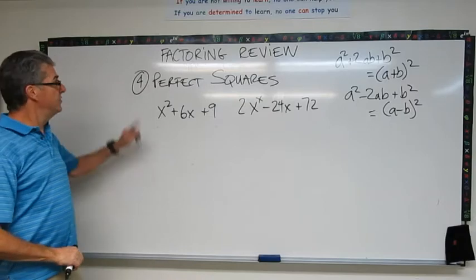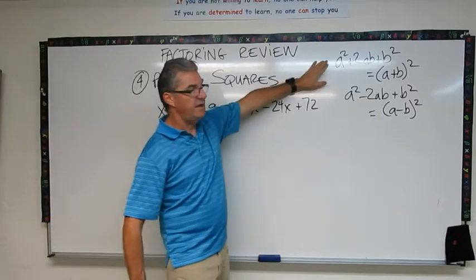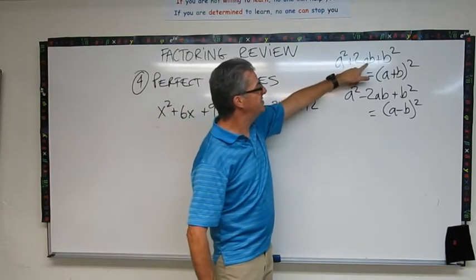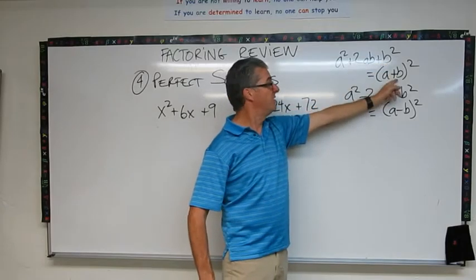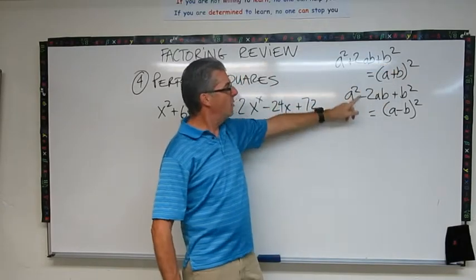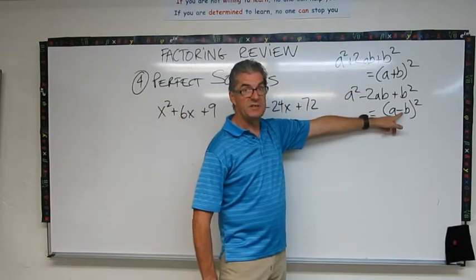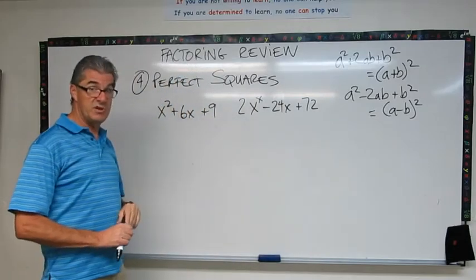Okay, now let's do the perfect squares pattern. So I wrote up the general pattern here. You got that in the lesson. That's if I have a squared plus twice times a times b plus b squared, it ends up being this binomial squared. And it's almost identical for the minus, it's just that you end up with a minus in there. Otherwise, these two patterns are pretty much the same thing. Now this one's the tricky one.